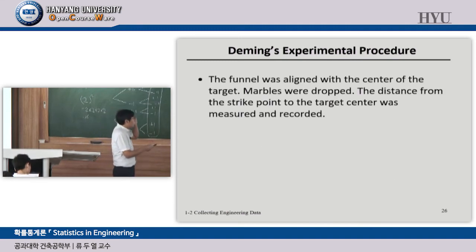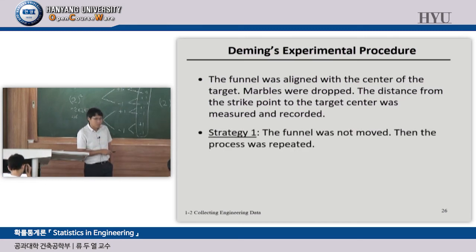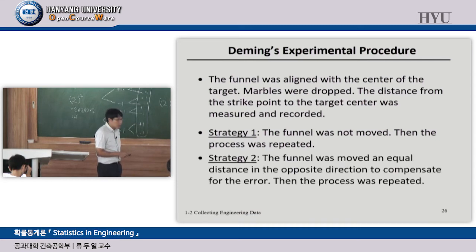And the funnel is aligned with the center of the target, and the marbles were dropped. And the distance from the striking point to the target center was measured and recorded. And there are two strategies. First one is that the funnel was not moved. And then the dropping of the marble is repeated. That is the strategy one. And the strategy two is that the funnel was moved an equal distance in the opposite direction to compensate for the error. Then the process was repeated.